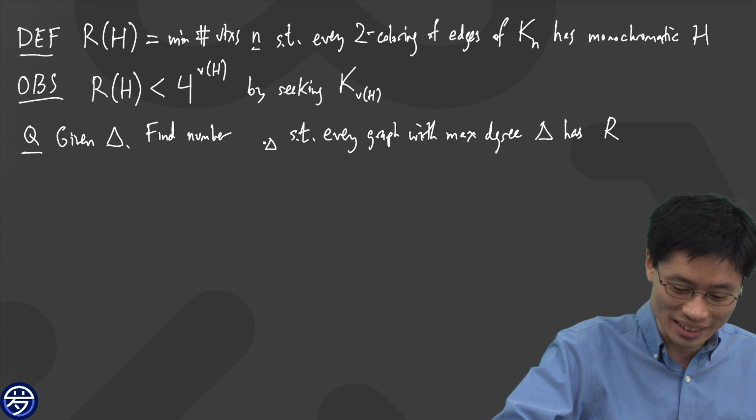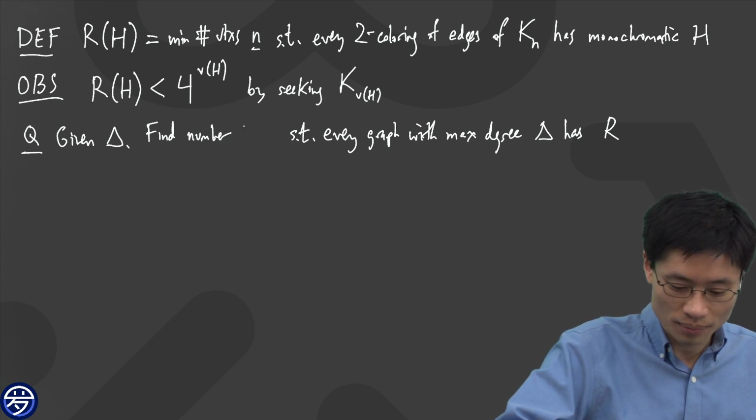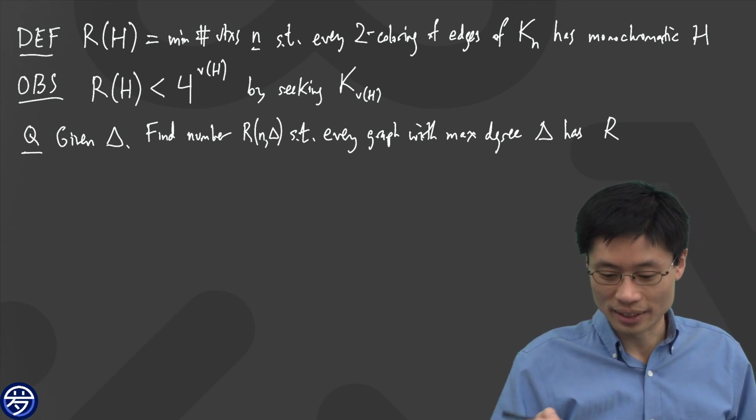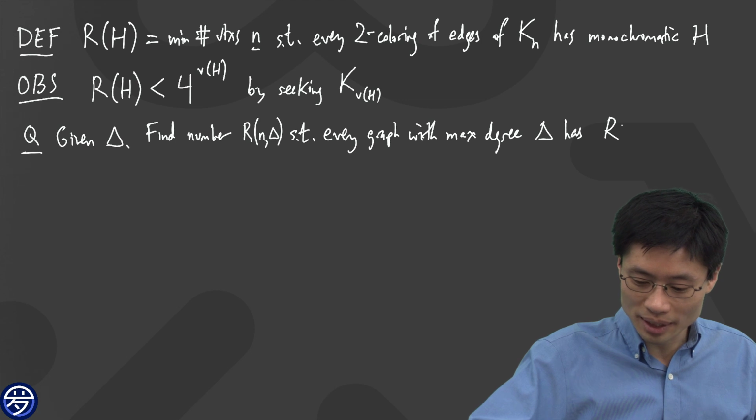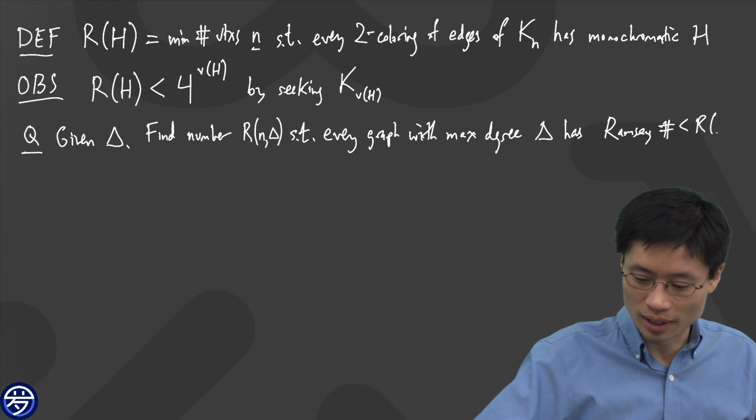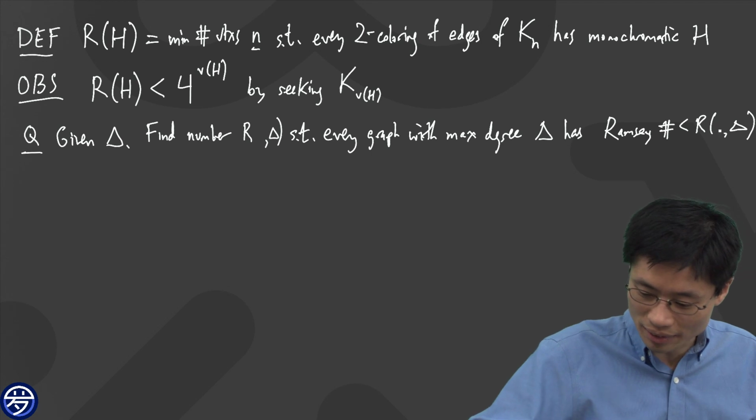Okay? So I'm going to erase this R sub delta. Let's just call it, I guess I'll reuse R. R of n and delta, such that every graph with maximum degree delta has the Ramsey number of the graph being less than this R of n and the capital delta, t. Oh no, I screwed up again. This is a t vertex graph, okay?